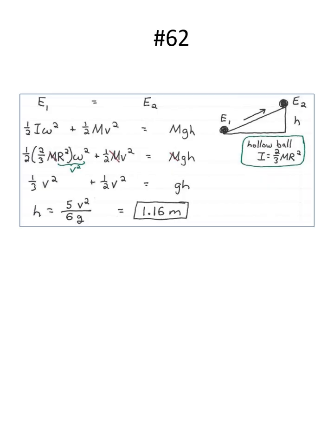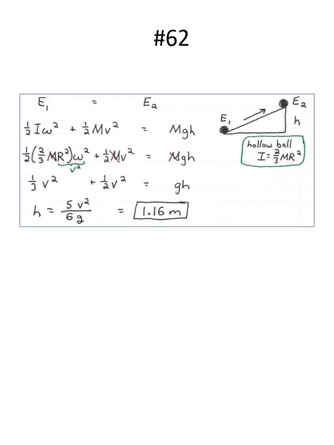Number 62. A hollow ball rolls along a horizontal surface at 3.7 meters per second when it encounters an upward incline. If it rolls without slipping up the incline, what maximum height will it reach? And this is a lot like in a previous chapter when we had something maybe sliding along without friction and going up a hill, and we did that by conservation of energy. The only difference here is now we have to take into account in the kinetic energy that it is rolling.